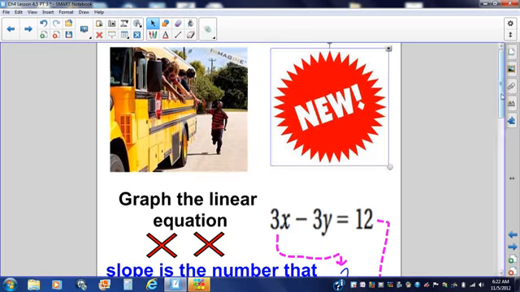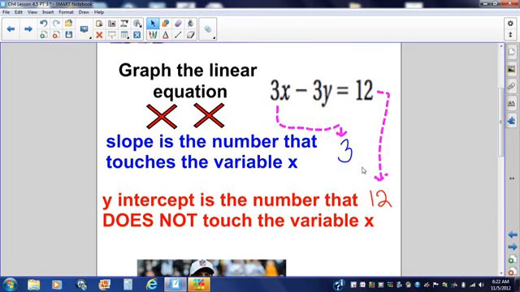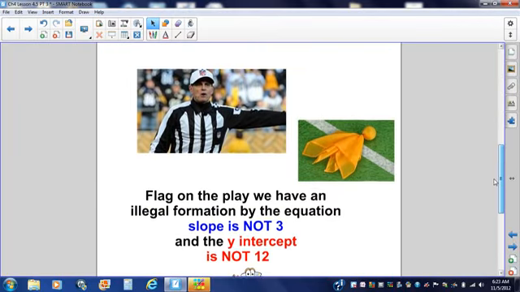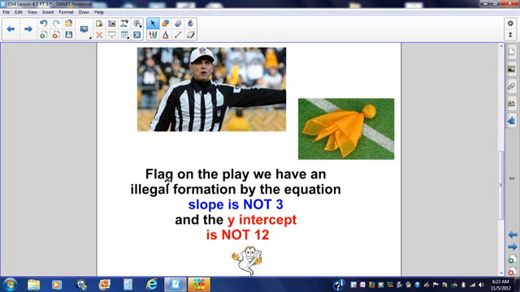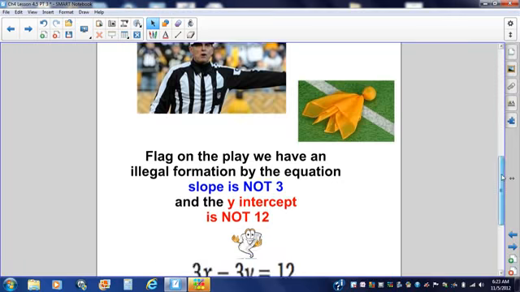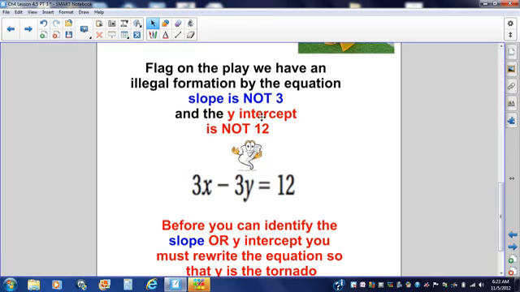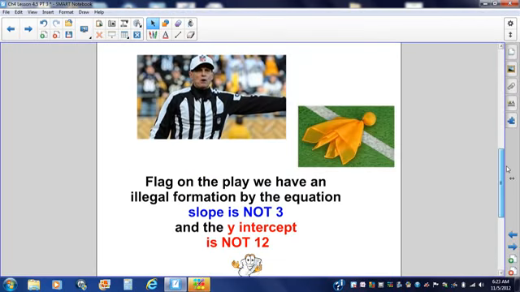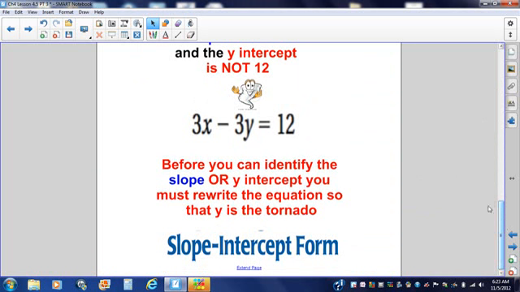So, just want to let you know, if you told me the slope was 3, thanks for playing. If you told me the y-intercept is 12, thanks for playing. You have to be careful because there is a flag on the play. The flag on the play is that we have an illegal formation by the equation. The slope is not 3 and the y-intercept is not 12.